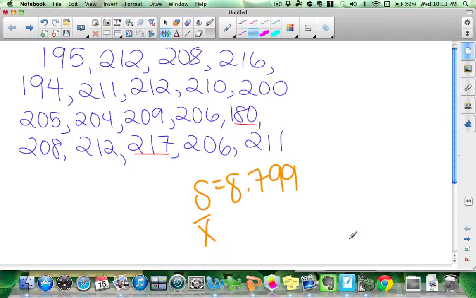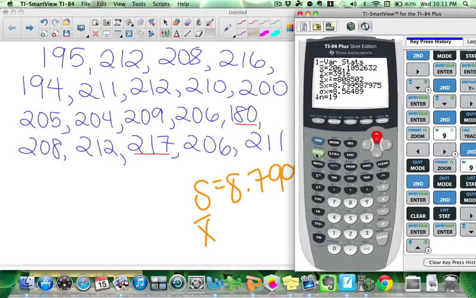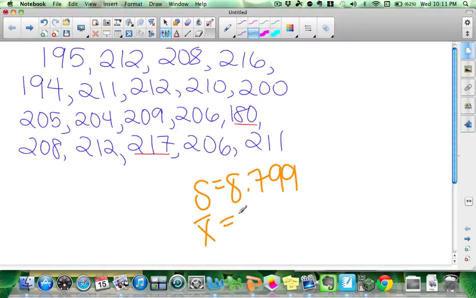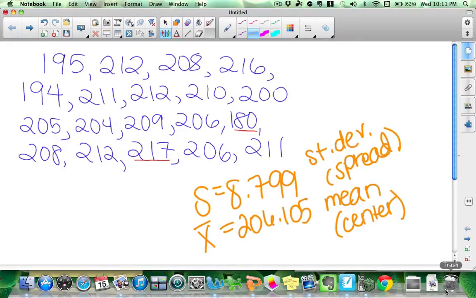Let's remind ourselves what the mean was. I'm going to scroll back up, 206.105. So 206.105 was the mean age. That gives me a measure of center. And 8.799 is the standard deviation of the ages, and that gives me a measure of spread. Okay?